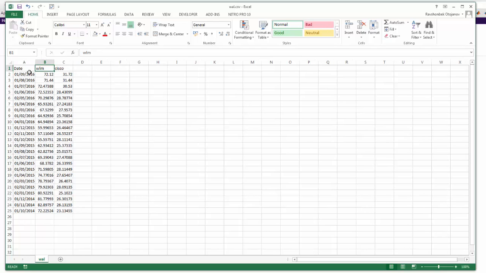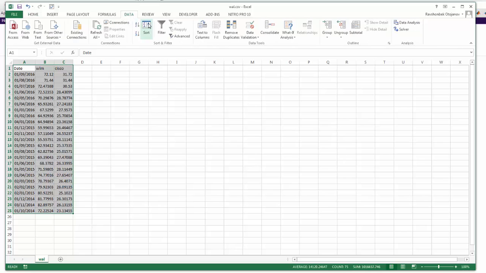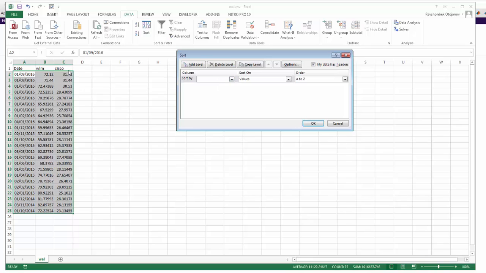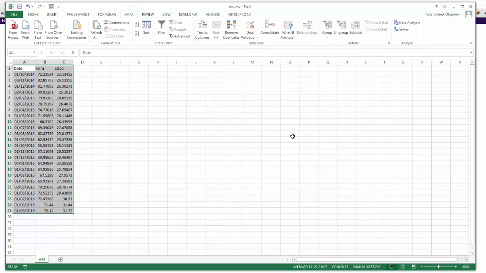Now we have to sort this series by date so that the earlier dates are at the top and the later dates are at the bottom. We go to Data after highlighting this area, Sort. You see sorting excludes all the headers because this is text. If I untick, you get this view. So sort by date, okay, and here we go. We have the prices sorted now.